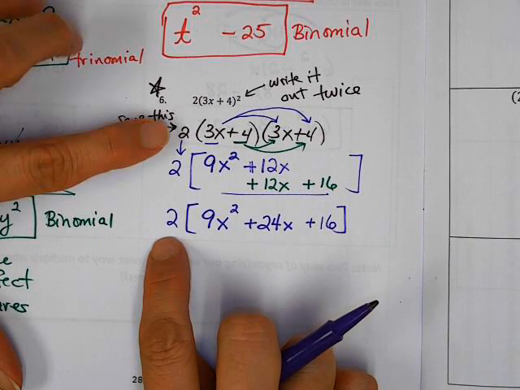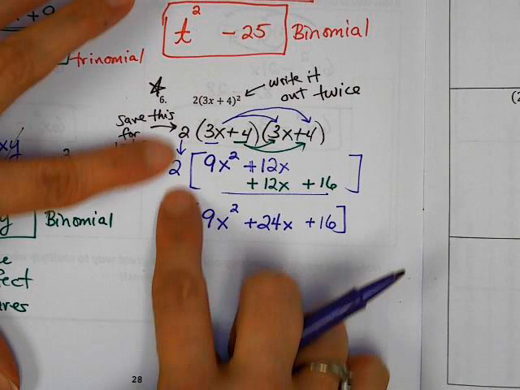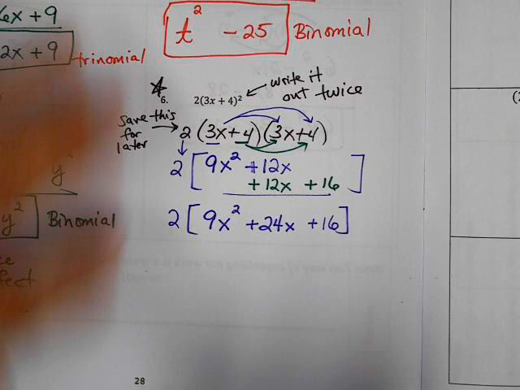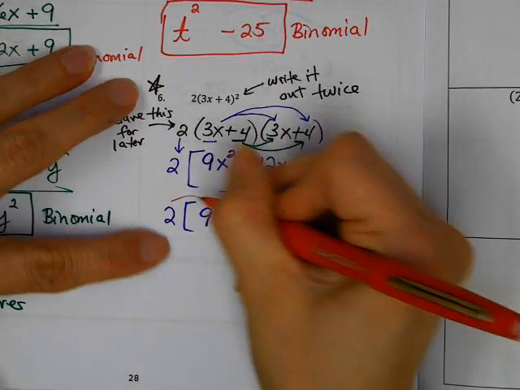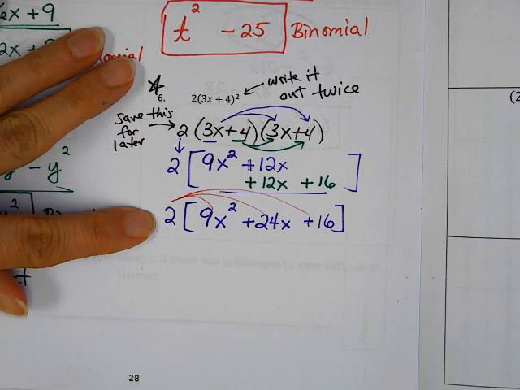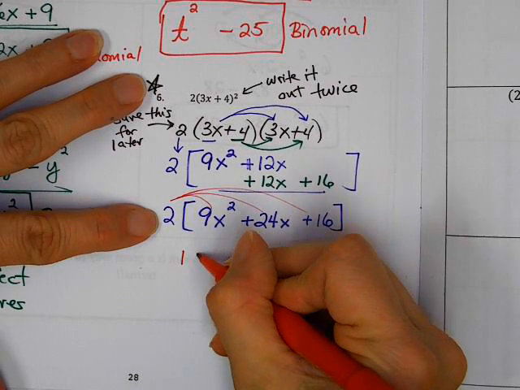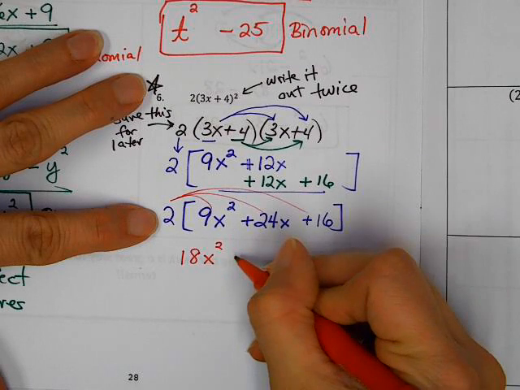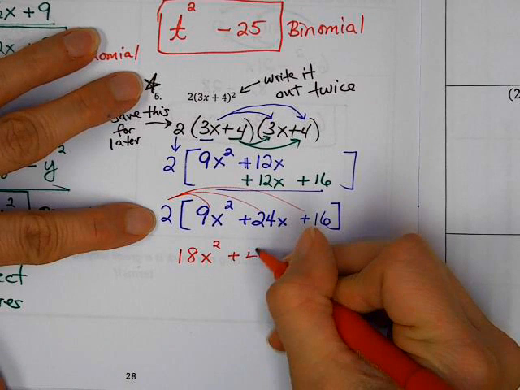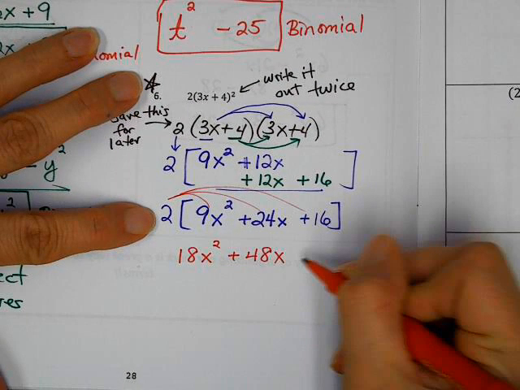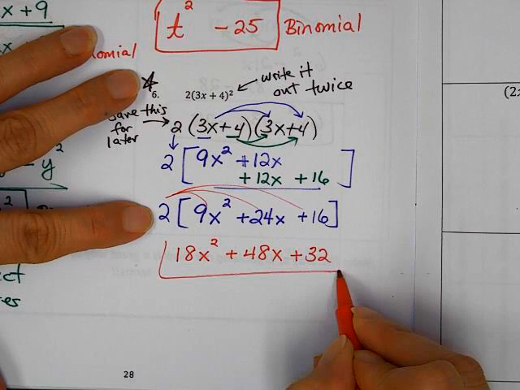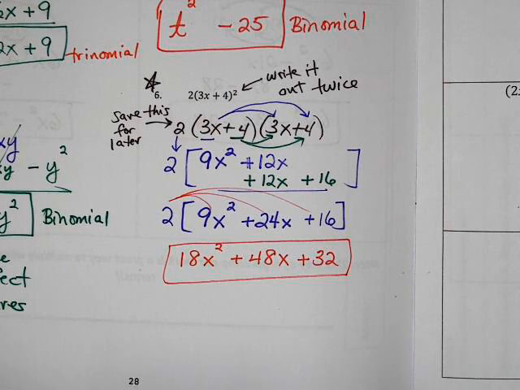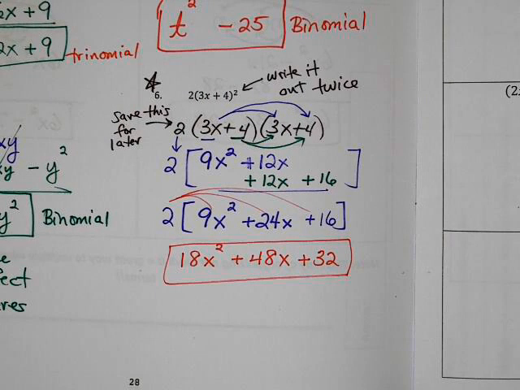Now, make sure you wrote that 2 every time. I needed to bring it along for the ride, but now it's its job to go ahead and get distributed in. Okay, now each of my terms needs to get multiplied by 2. So the final answer is 18x squared plus 48x plus 32. Final answer. Okay, so we are learning how to do lots of distributing.